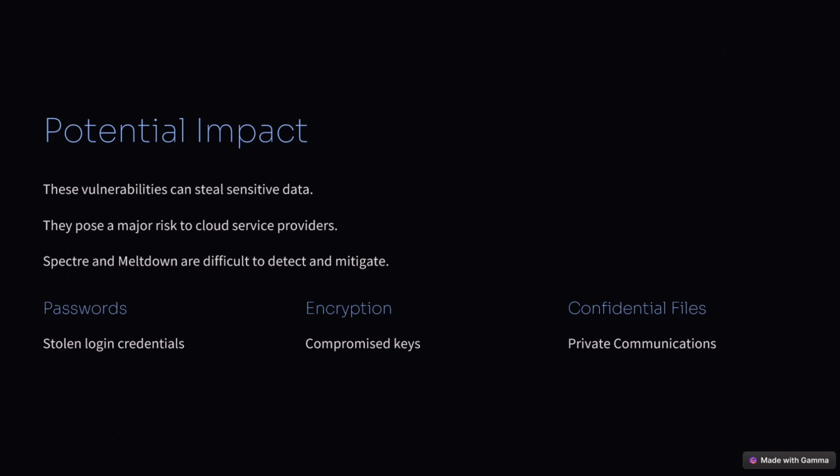Coming to the next slide, it is potential impact. The consequences of Spectre and Meltdown are severe. These vulnerabilities can lead to various impacts, such as theft of passwords and login credentials, exposure of encryption keys, and unauthorized access to confidential files and communication. Additionally, we can see some of the cloud service providers are at high risk, as attackers can potentially steal data from shared environments.